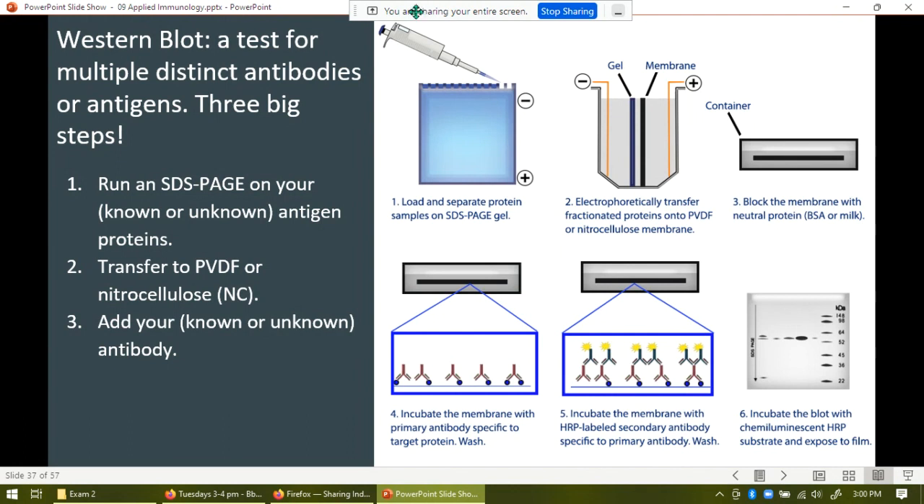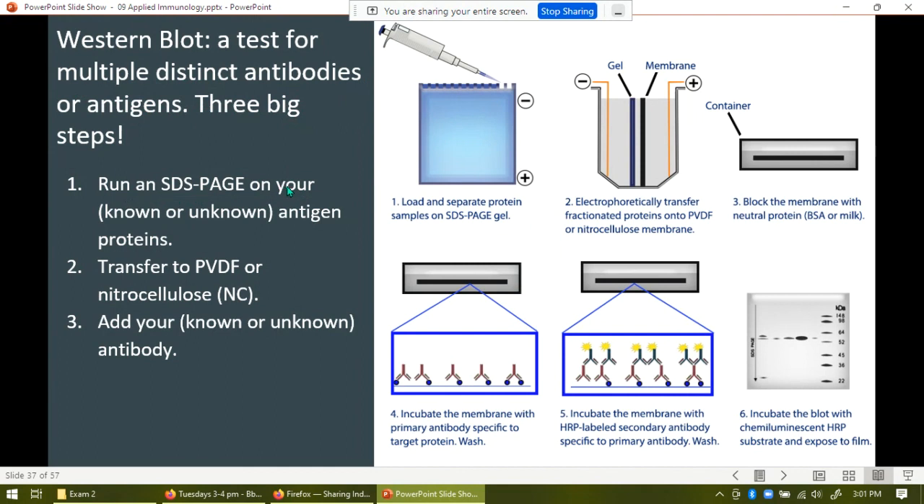A Western blot is basically a test for antibodies or antigens. Usually you're looking for antibodies. And you can look for multiple different antibodies or antigens at the same time. There's almost no limit to how many you can find. And there's three major steps to a Western blot.